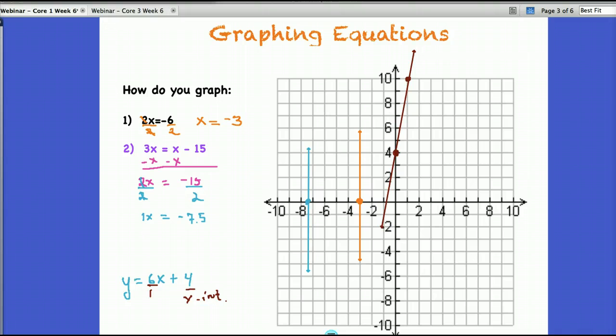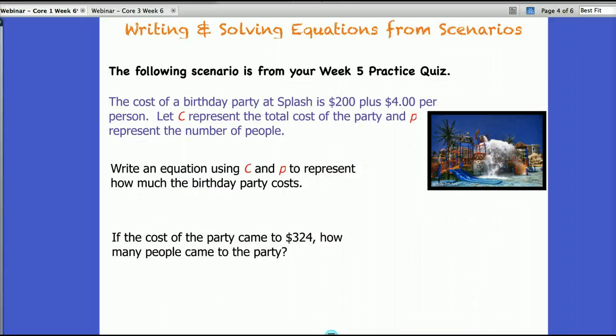How's everyone feeling so far on the graphing now? Good? Okay. We'll keep doing it. Like I said, I just want you to keep practicing it.